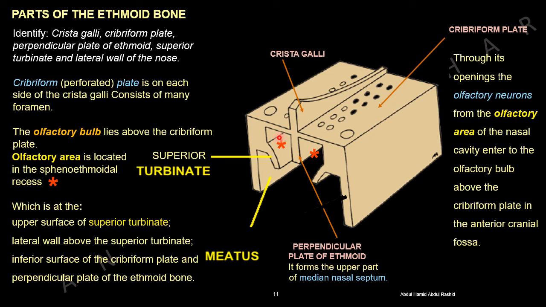Olfactory mucosa. Olfactory neurons from the olfactory mucosa will go through the foramina and enter the olfactory bulb, which is located above the cribriform plate. The olfactory bulb is the very first part of the first cranial nerve, the olfactory nerve.